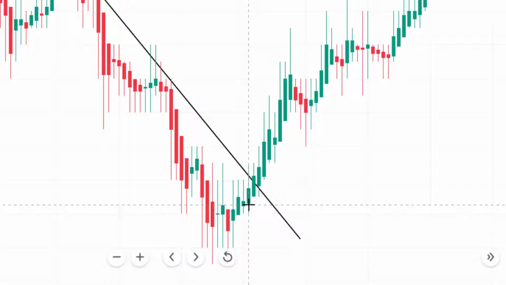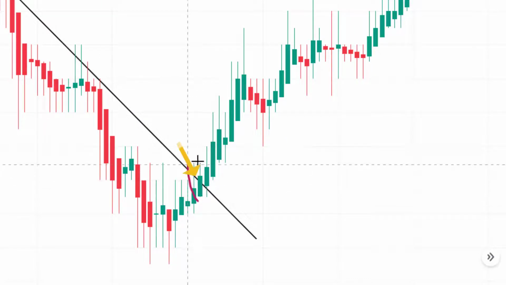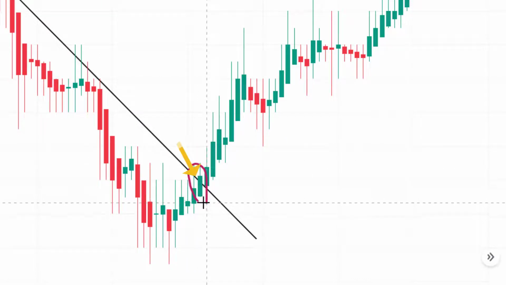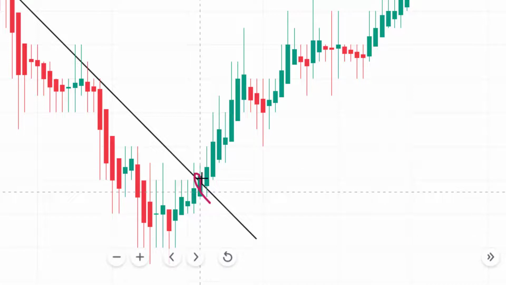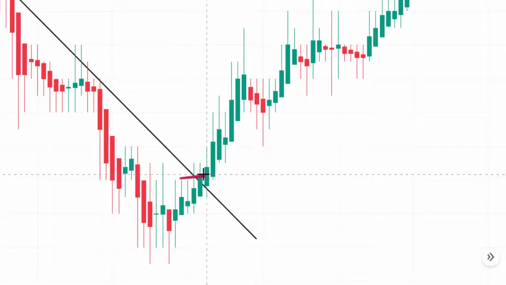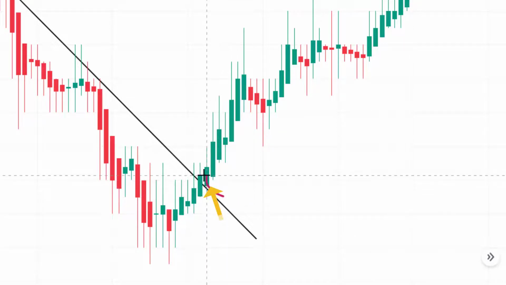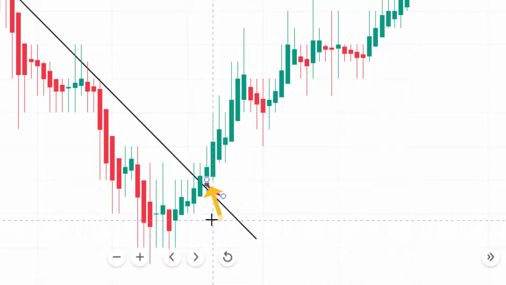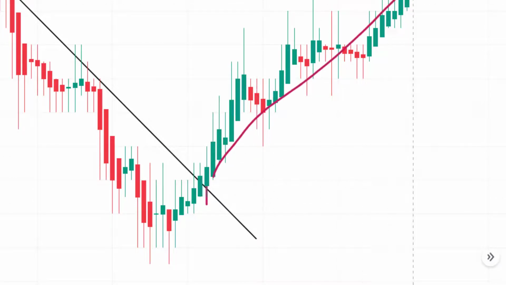So how to find the confirmation, how to open your long position? Make sure that whenever the green candle closes, the closing is above the line. It means this is the confirmation, and the bull run will now start. As you can see here, the candle closing is above the resistance line, and you can open your long position from the next candle, which is this candle. Then you can just take your profit.